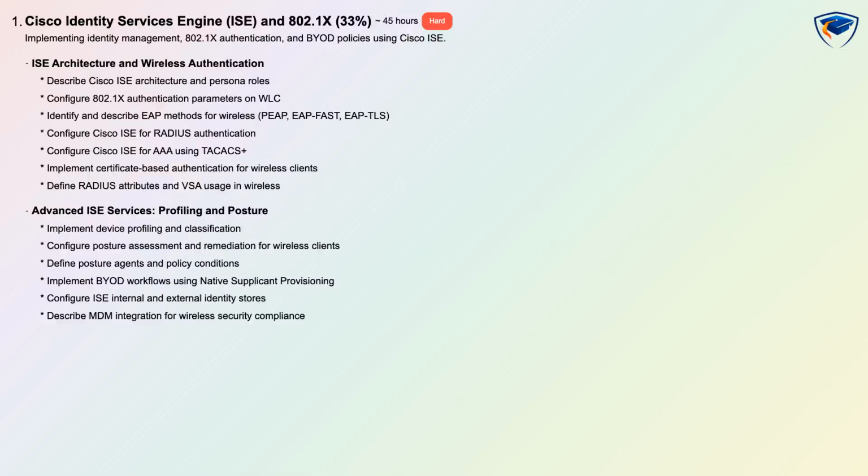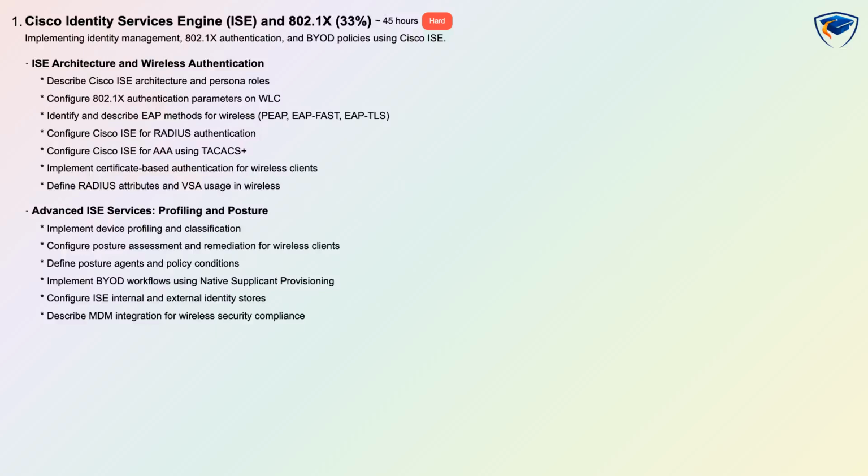Domain 1 covers Cisco Identity Services Engine and 802.1x and carries 33% of the exam weight. This is a hard domain with about 45 hours of recommended study and a mix of hands-on and conceptual assessment. You will learn ISE architecture and persona roles, how to configure 802.1x authentication parameters on the wireless LAN controller, and how to implement certificate-based authentication for wireless clients.